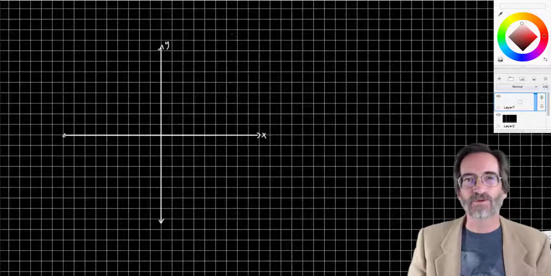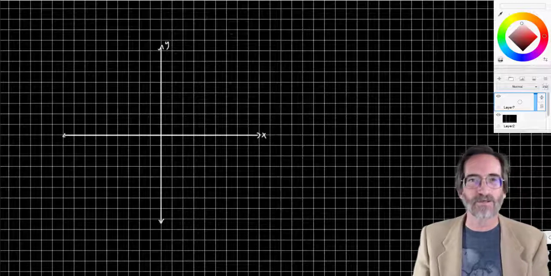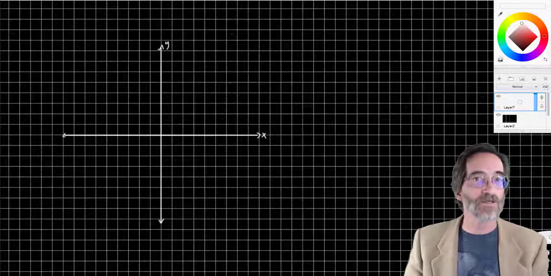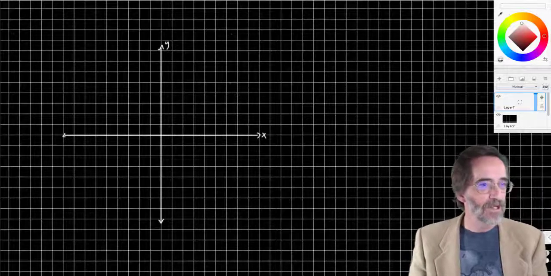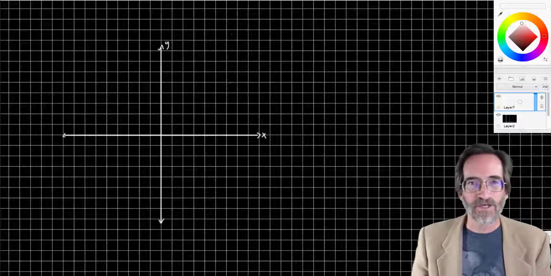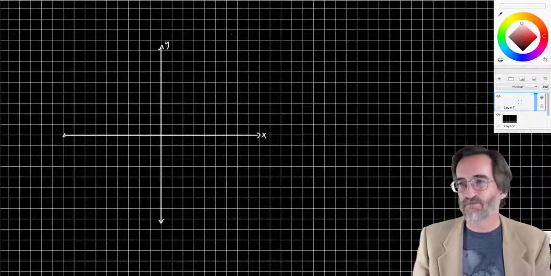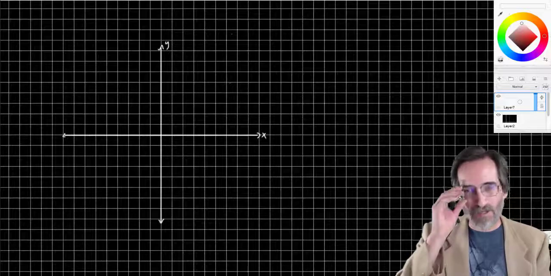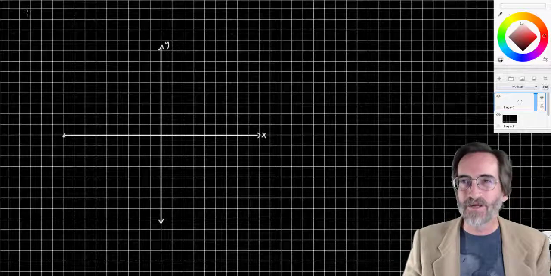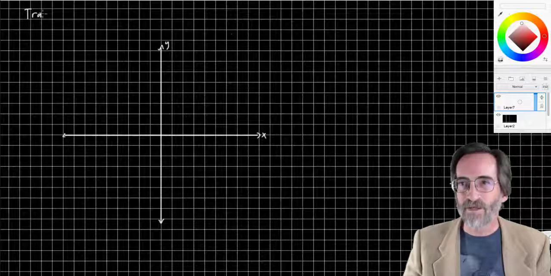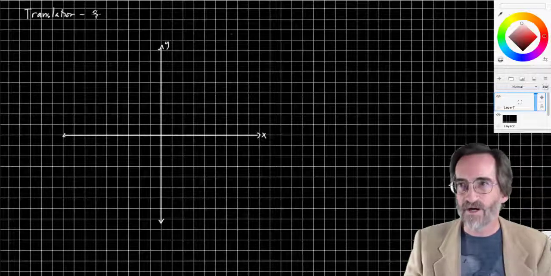There is a fourth transformation called a dilation that does not keep the shape the same but causes it to shrink or grow. And that's for a later topic, later presentation. We're going to look specifically at translation. Translation means a slide. Translation is a slide.